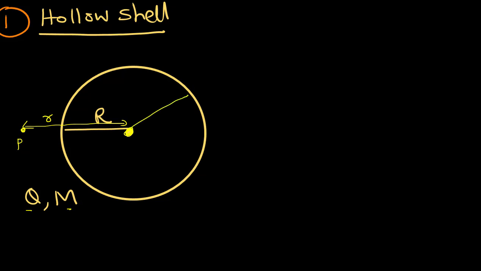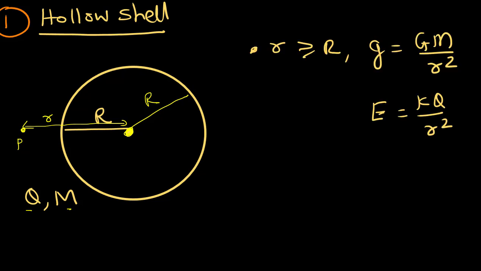Please note that radius we will denote by capital R and distances from the center of the sphere we will denote by small r. So if small r is greater than or equal to capital R, we will use the formula g is equal to GM upon r square is equal to kQ upon r square. So that is, the entire shell behaves as if all its mass or charge were concentrated at the center. But what happens when we move inside the hollow sphere where r is less than R? G and E both will be equal to 0. So keep this in mind. A hollow sphere produces no field inside it, and outside it behaves just like a point source.